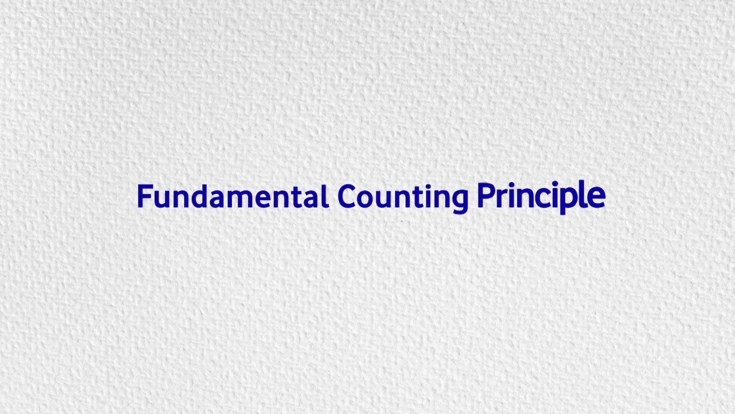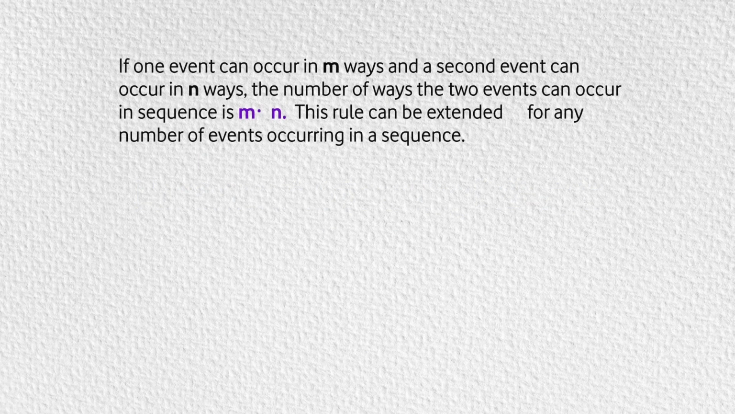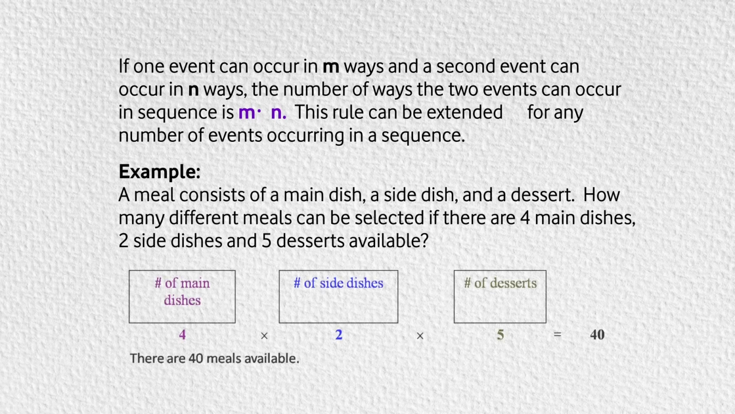Now there are fundamentals of counting principles. If one event can occur in m ways and a second event can occur in n ways, the number of ways the two events can occur in sequence is m multiplied by n, and this rule can be extended for any number of events occurring in a sequence. So if you take an example, a meal consists of a main dish, a side dish, and a dessert. How many different meals can be selected if there are 4 main dishes, 2 side dishes, and 5 desserts available? So this is the manner by which we have done it: the number of main dishes, of side dishes and of desserts. So there are 40 meals available, and this is the answer.